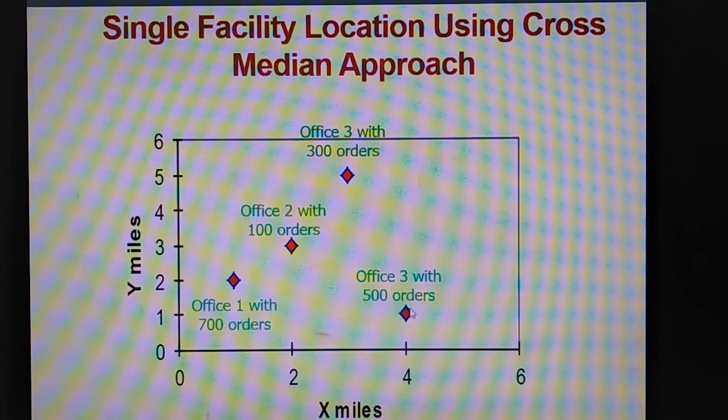So these are their locations. Customer 4's coordinate location within the city is at position 4,1. Customer 3's location is at 3,5. Customer 2's location is at 2,3. And for the first customer, company 1, the location is 1,2, based on XY coordinates. So the situation is you have four customers to be served, and where is the best place to locate your single facility to serve all four customers?